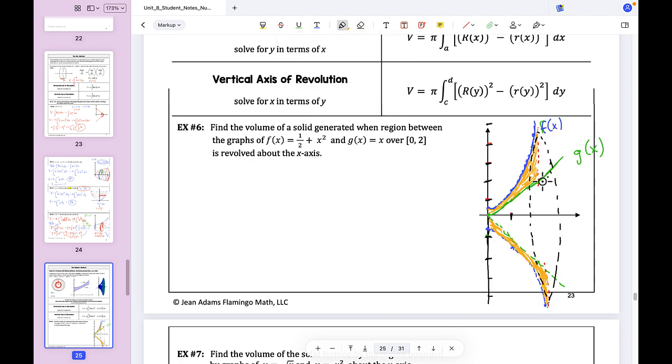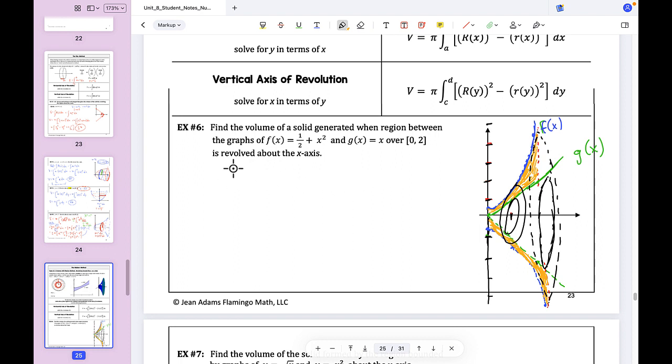So this is a hole here, kind of like a donut or a washer, right? So anywhere I draw these discs, it's not going to be a whole disc. There's going to be a big empty space in the middle there, okay? So what we're going to do is we have to take the volume of the larger one.